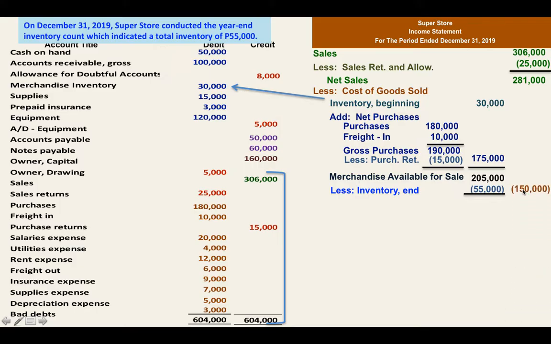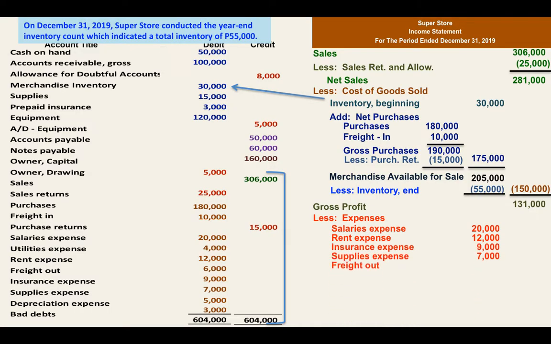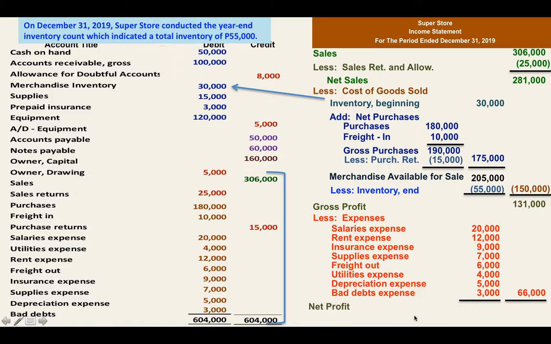So your cost of goods sold, okay, will be deducted from your net sales, okay? That will give you your gross profit. So after computing the gross profit, we will deduct all the expenses, okay? Lahat ng expenses, i-deduct na natin, including the freight out. So all the expenses will be deducted. Then you will have your total expenses, okay? And then gross profit minus total expenses will give you your net profit.